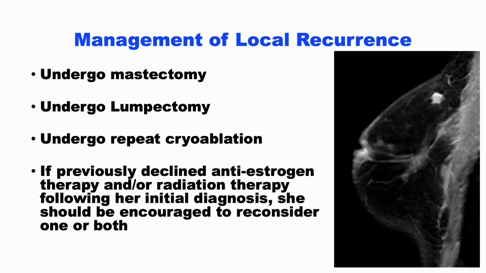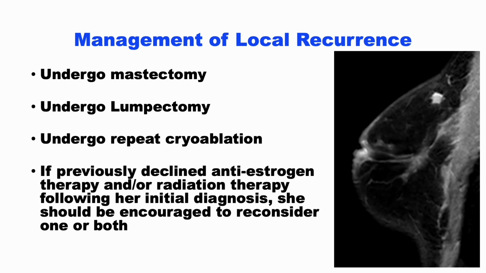In most instances, local recurrences will arise in the perimeter of the cryoablated tumor, outside of the cryoablation zone of necrosis, in tissue that appeared normal at the time of cryoablation, but in retrospect contained microscopic disease. Local recurrences leave the patient and her provider with a new healthcare decision about how to manage the recurrence.